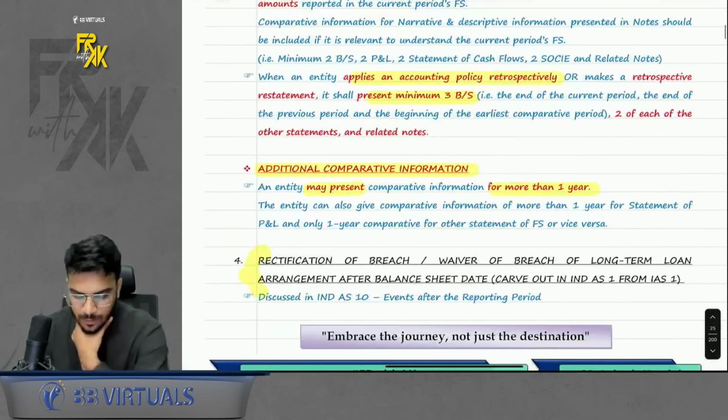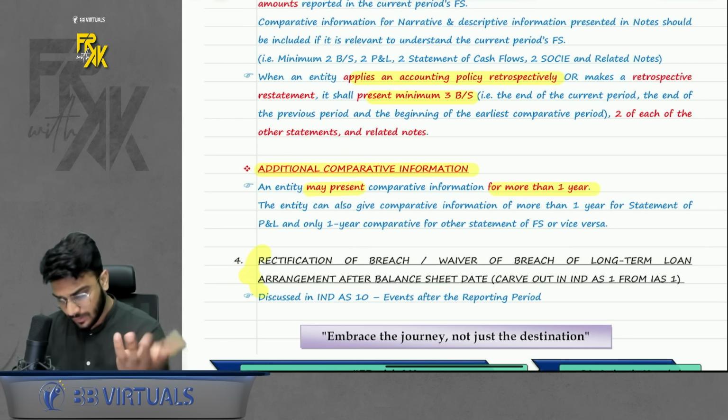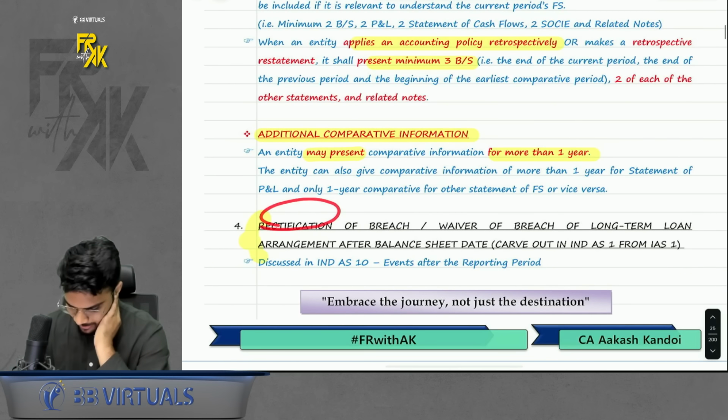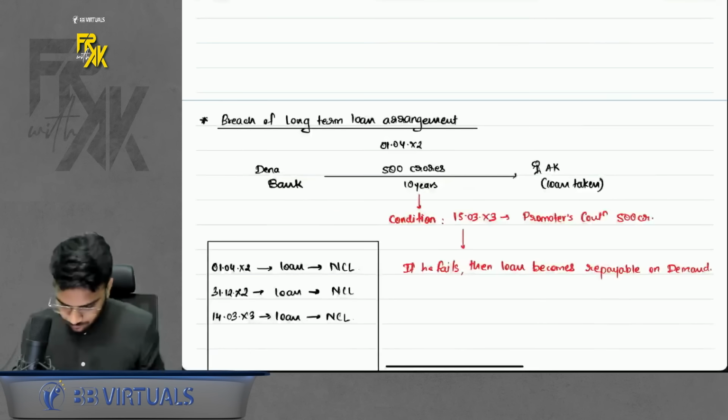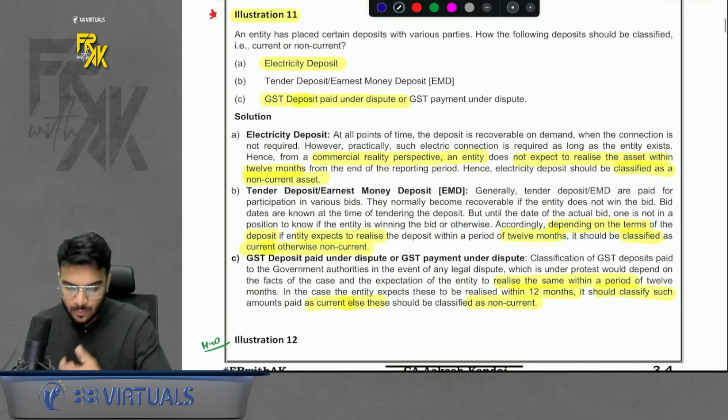If the company wants to give additional comparative information, can they do so? The answer is yes. They may give more than 1 year of comparative as well. The last point we will discuss in Ind AS 10. This was the revision of your concepts of Ind AS 1. Now let's jump towards the questions very quickly.